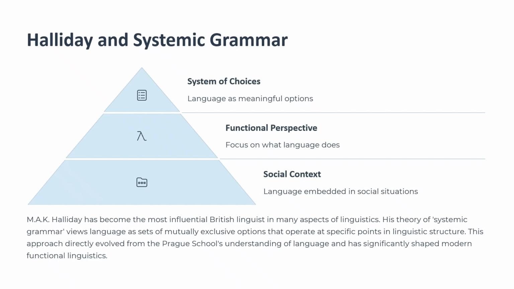Halliday and systemic grammar. Halliday has become the most influential British linguist in many aspects of linguistics. His theory of systemic grammar views language as sets of mutually exclusive options that operate at specific points in linguistic structure. This approach directly evolved from the Prague School's understanding of language and has significantly shaped modern functional linguistics.